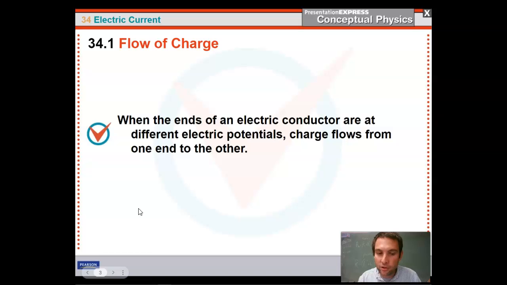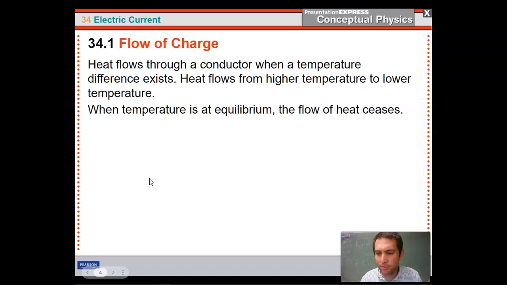When the ends of an electrical conductor are at different electric potentials, charge flows from one end to the other. That's what happens with your batteries. The charges flow from the positive terminal to the negative terminal because the positive terminal has a greater potential than the lower potential. And we're going to look at more of that to see what potential difference is and all of that as we go on.